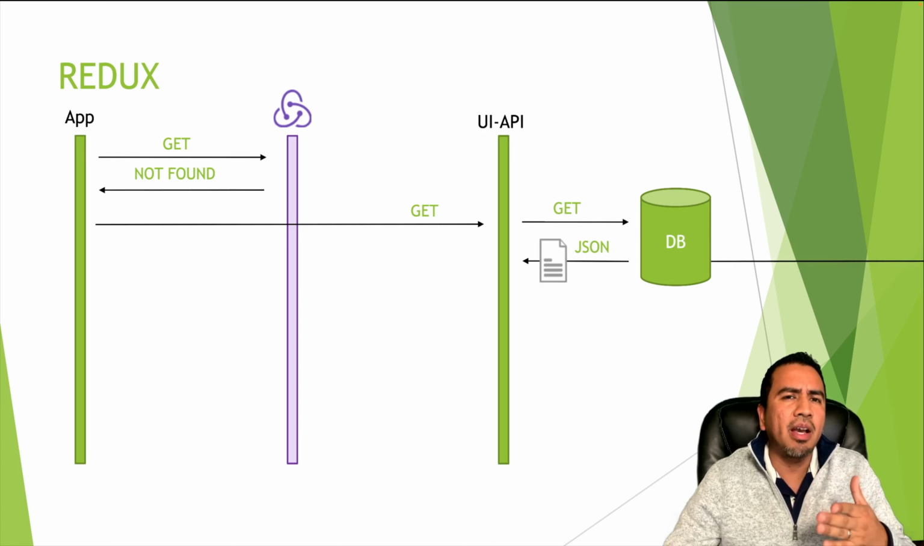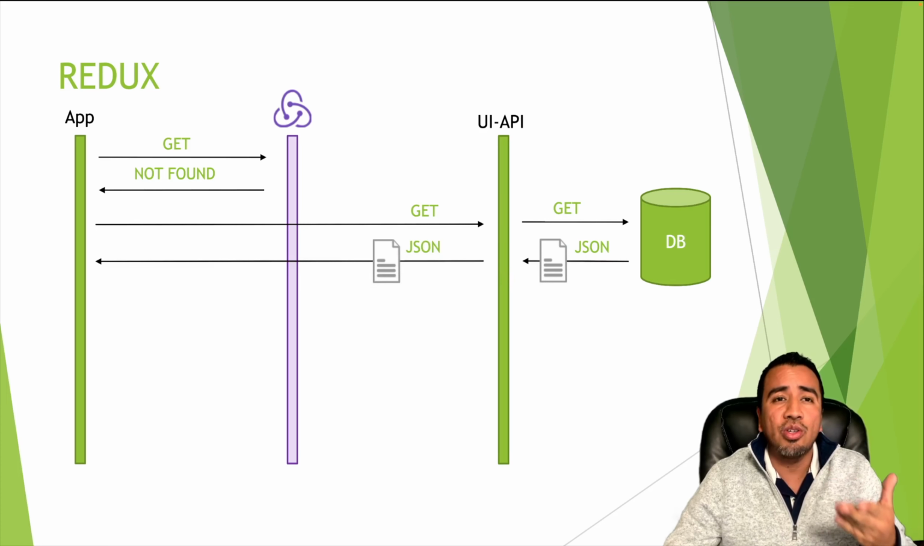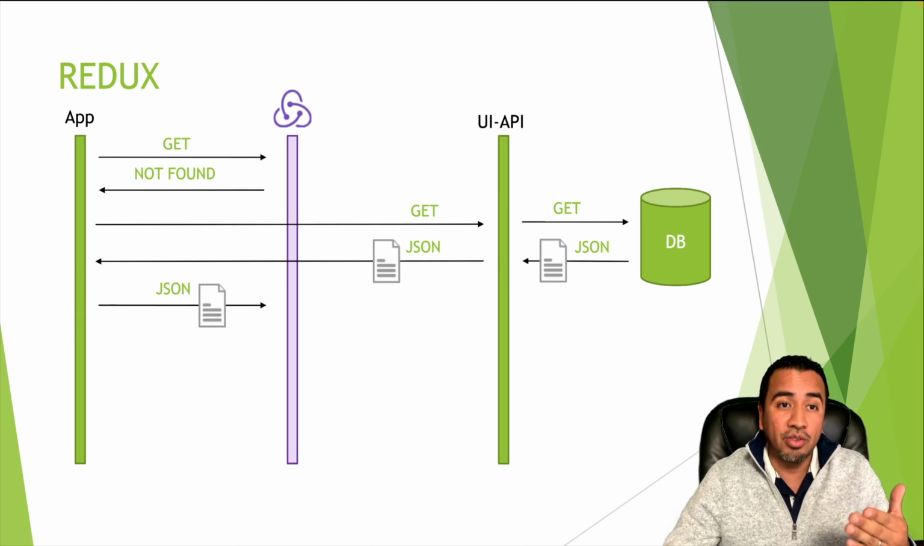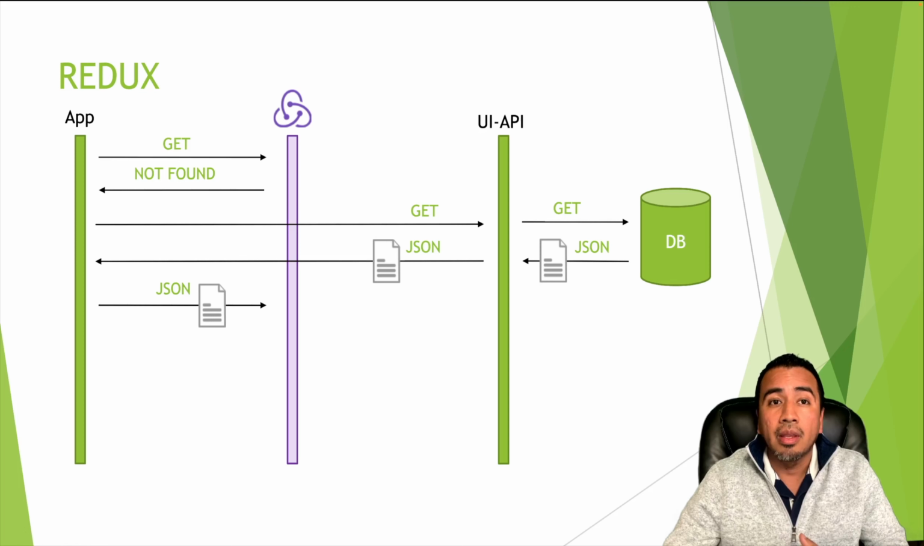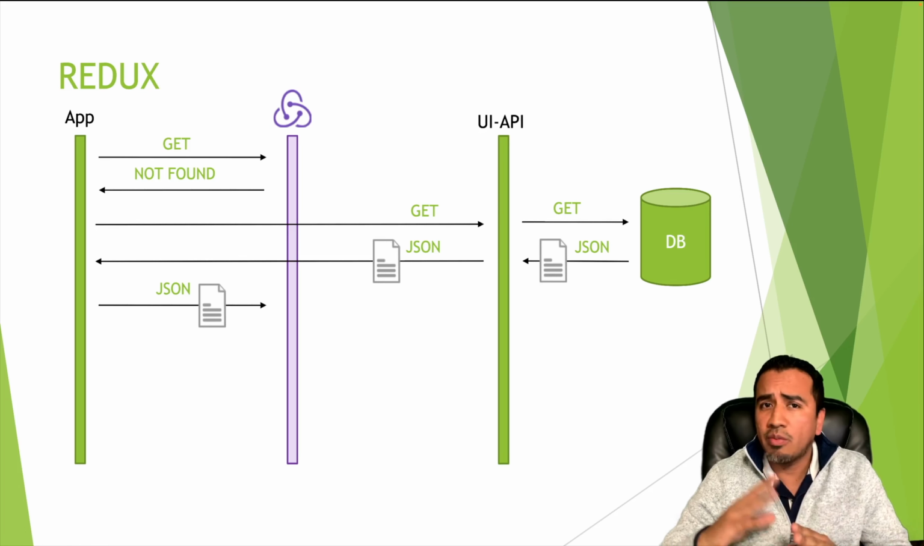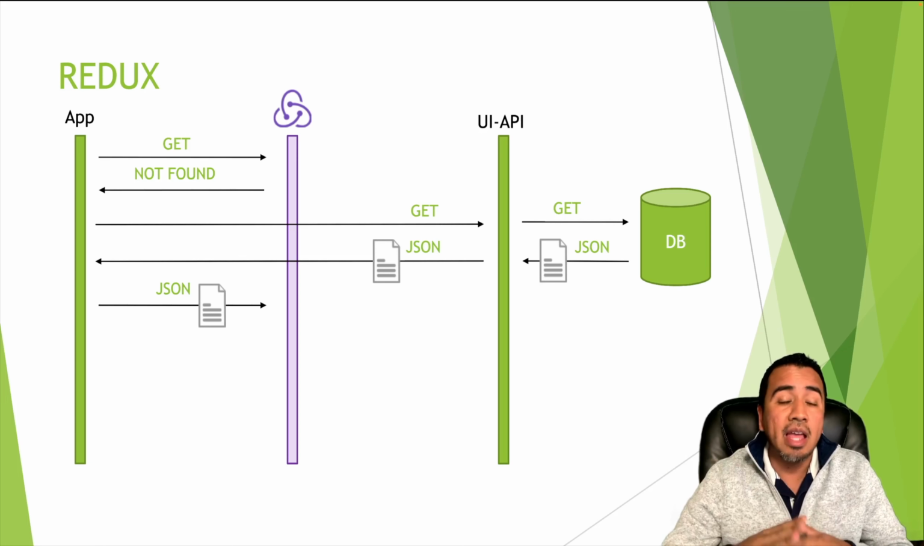The UI API gives it to us, and we use this JSON information to inject our generic components and build our screen. Then we take this JSON information and give it back to Redux. Redux is going to keep it. So let's say we're moving to another page. In that other page, we do the same steps.